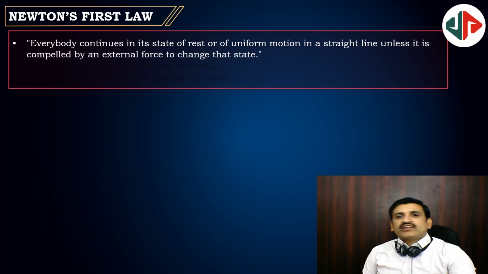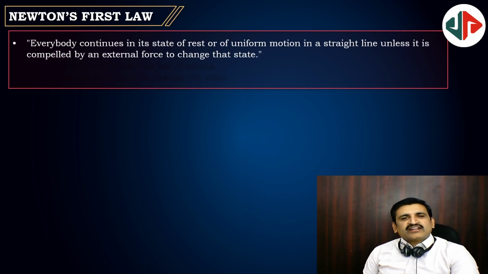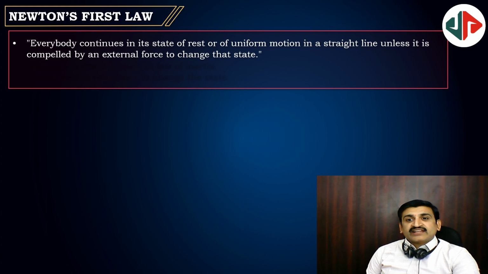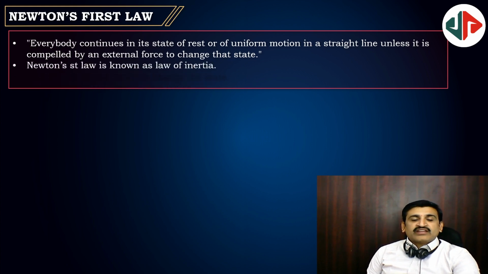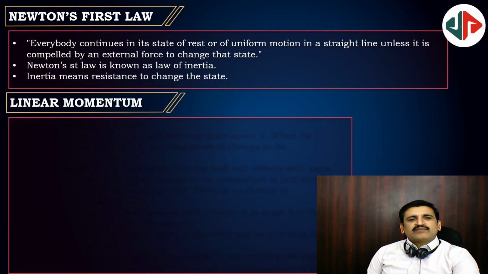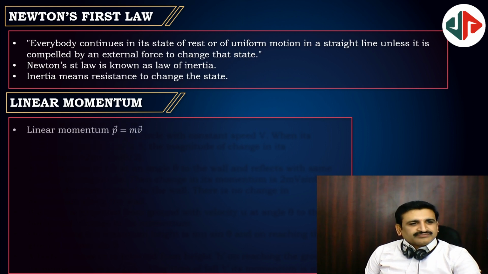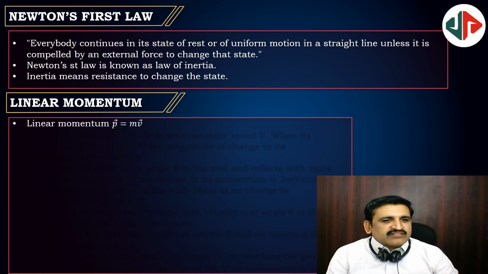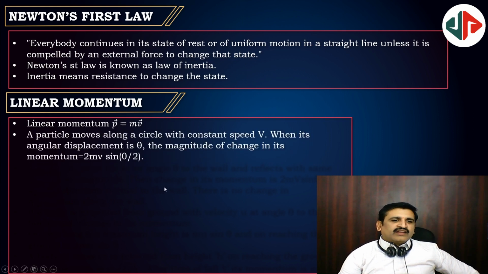Newton's first law: everybody continues in its state, that you know, until and unless it is acted upon by a net external force. And the property of the body is known as inertia, and mass is the measure of inertia. Next, linear momentum. What is linear momentum? Product of mass and velocity is linear momentum. So try to specifically speak, don't say simply momentum, try to speak linear momentum, because we have angular momentum also, right? Linear momentum P is equal to mv bar, and change in momentum, that is 2 mv sin theta by 2.